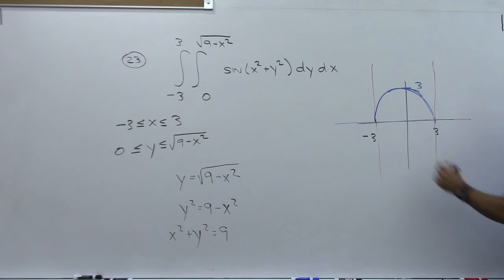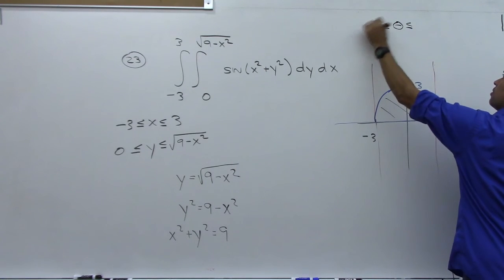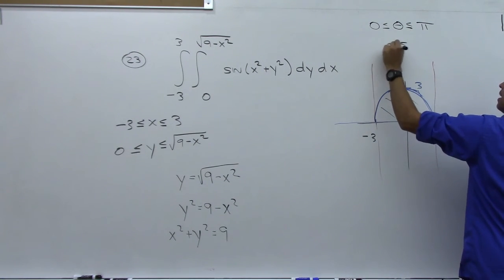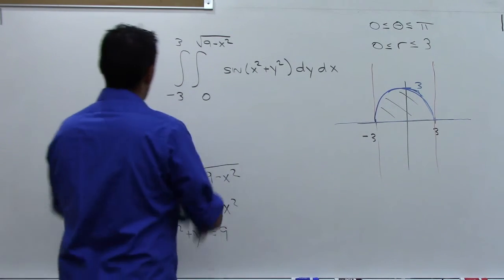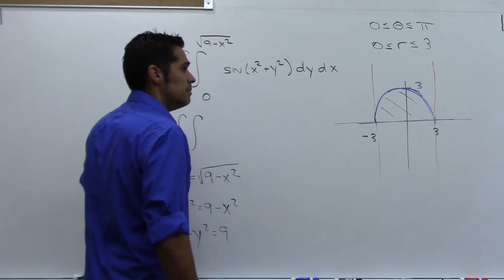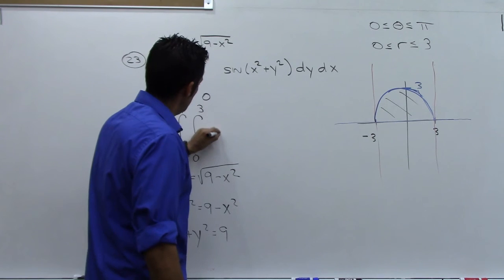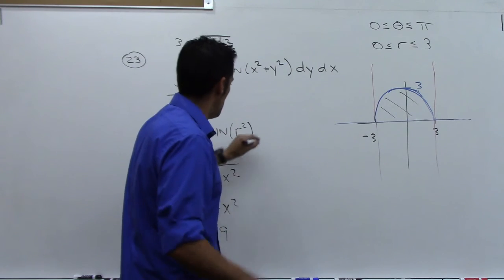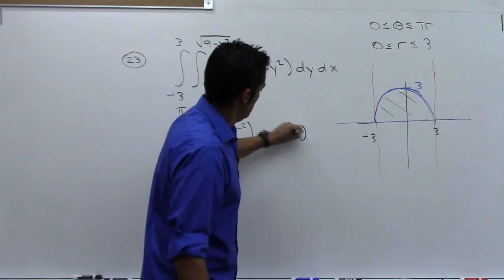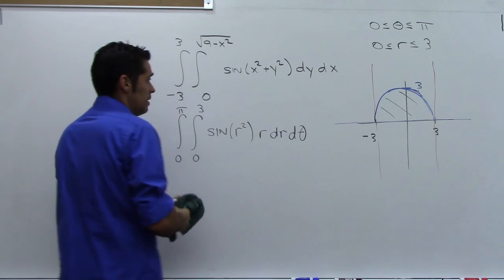So we convert this to a polar region instead. Then our theta is between 0 and pi, and our radius is between 0 and 3. And then we convert the double integral over from Cartesian to polar. So this now becomes 0 to pi, 0 to 3. We know sine of x squared plus y squared is sine of r squared. And then we know it's always r d theta. And notice I did pay attention: thetas are on the outside, r's on the inside.